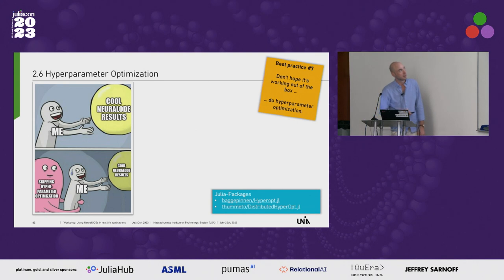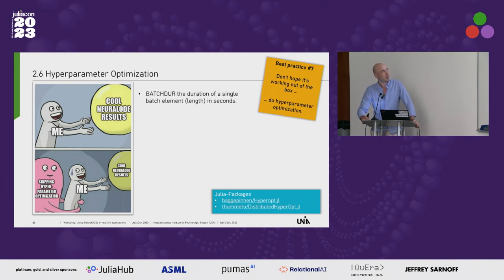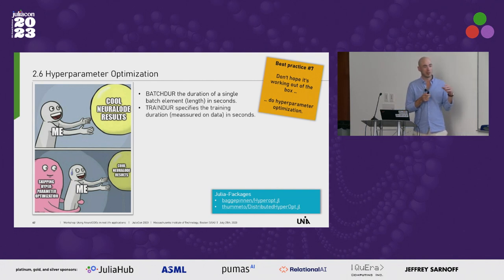So the final best practice: don't hope that it's working out of the box. Do hyperparameter optimization when dealing with neural ODEs. The 8 hyperparameters we are using for this use case today are: the batch duration, so how long in seconds one batch element is; the training duration, so how long we want to train in the scale of the model. So a training duration of 100 seconds would equal a simulation of 100 seconds.